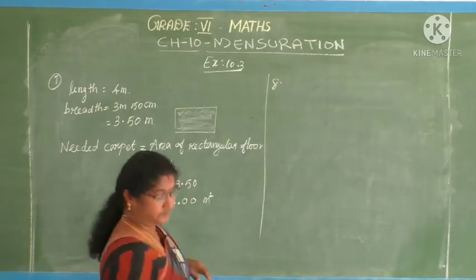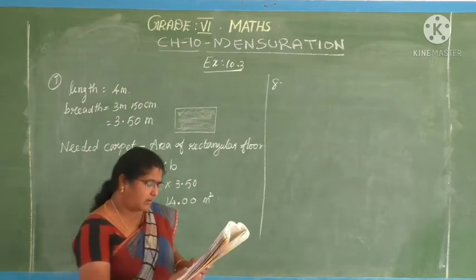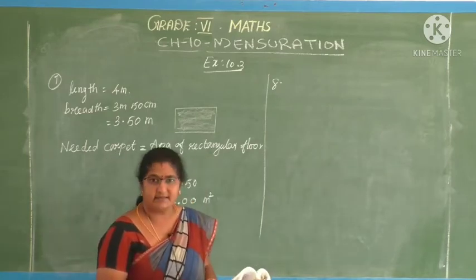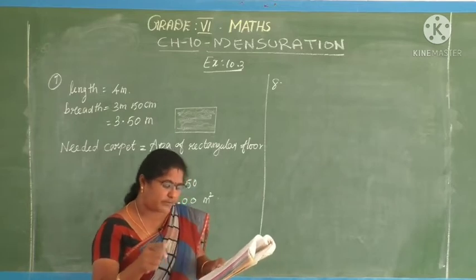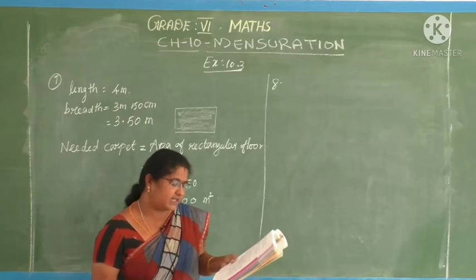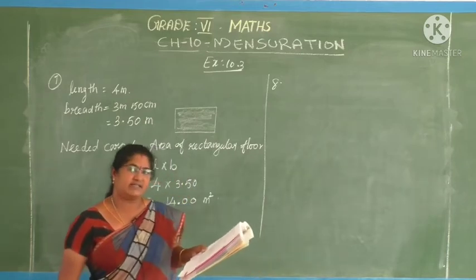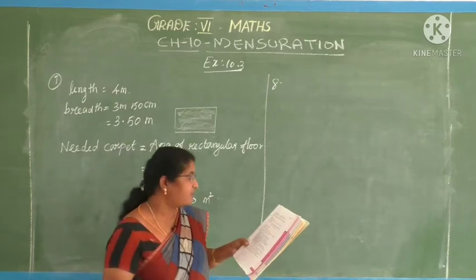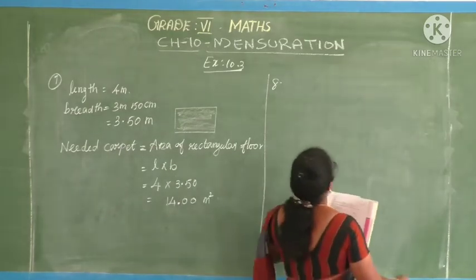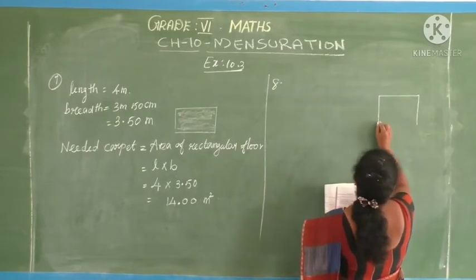8th question. See the question. A floor is 5 meter long and 4 meter wide. A square carpet of size 3 meter is laid on the floor. Find the area of the floor that is not carpeted. Listen once again. A floor is 5 meter long and 4 meter wide.